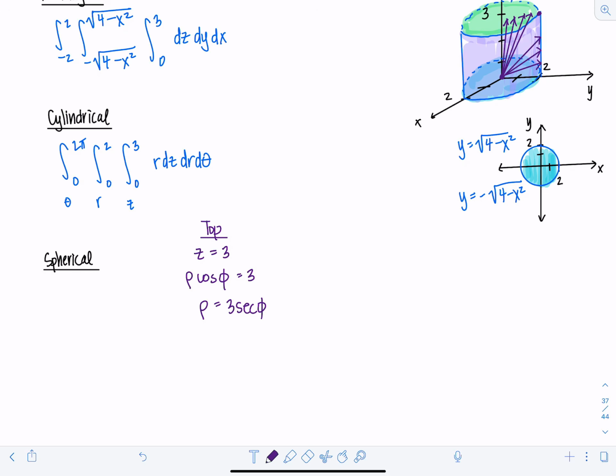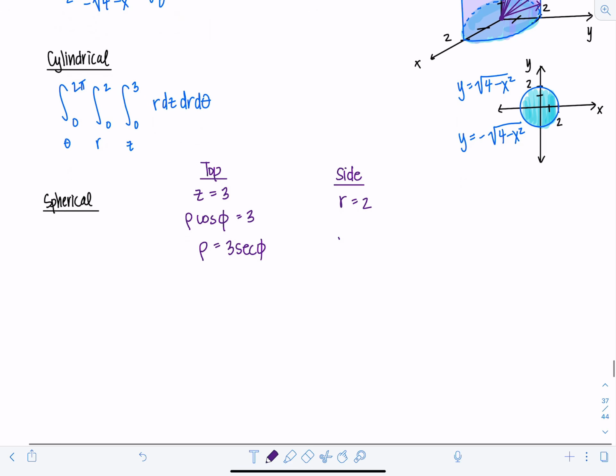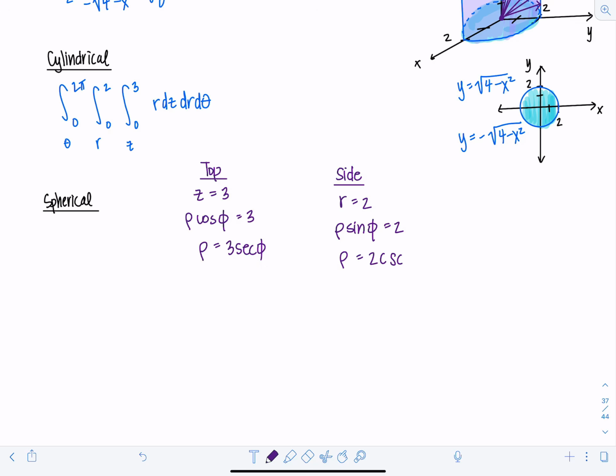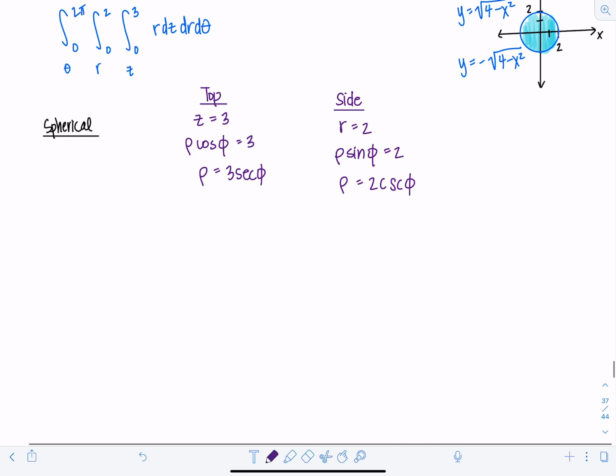So that's good. Now when the side of the cylinder is determining rho, that's when r is equal to 2, right? Look back at the picture. So r is rho sine phi. That would equal 2, which means rho would equal 2 cosecant phi. Okay, so we're almost ready to get going. Let's set it up. I'll put the limits for theta on the outside, so theta is going to go from 0 to 2 pi.